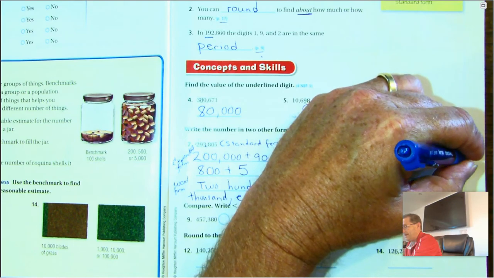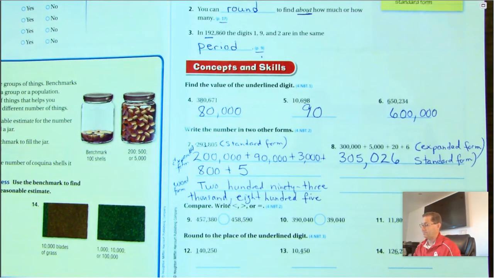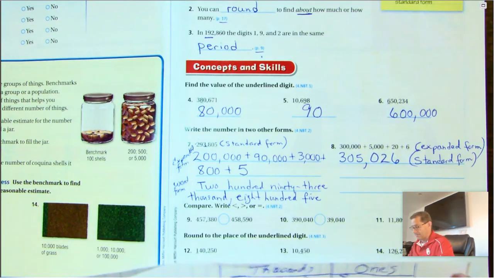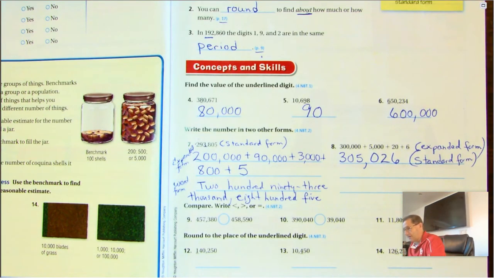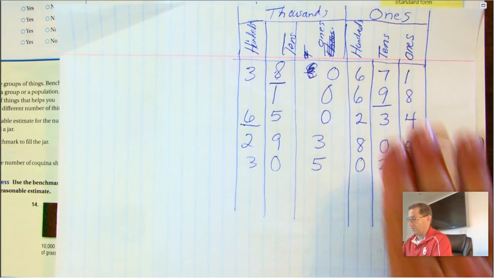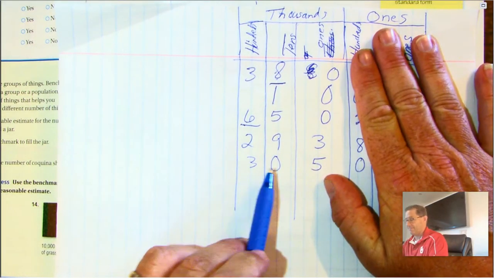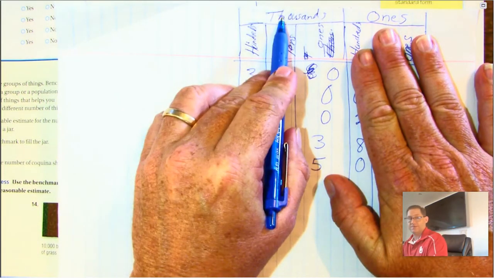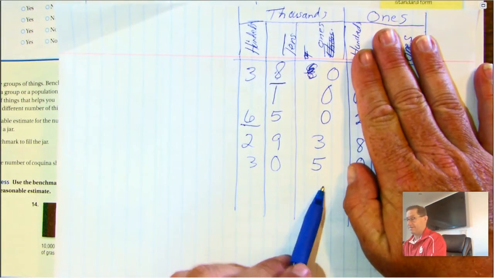And now we need to write it in word form. So make sure I don't get confused. I'm going to go ahead and write the digits in the place value chart, and then I can read it by periods. So I'm going to go the first three digits, 305,000.